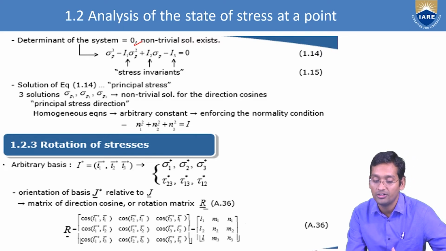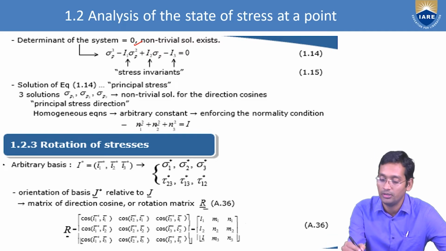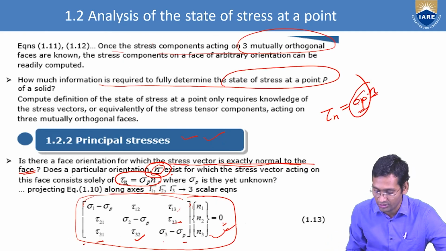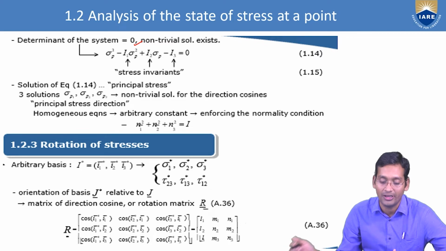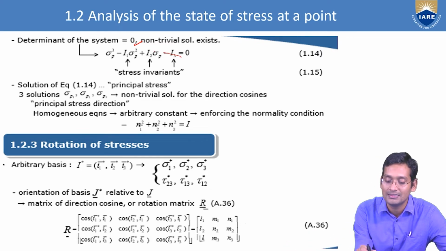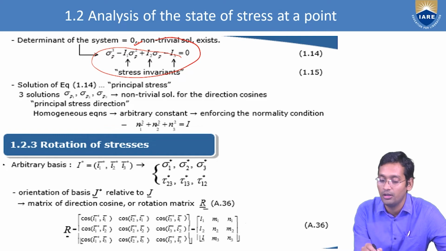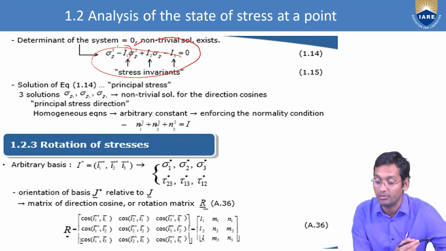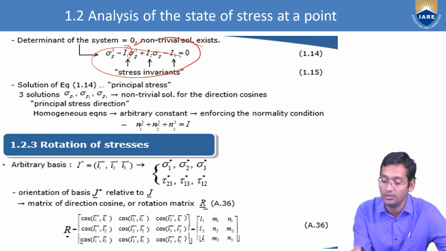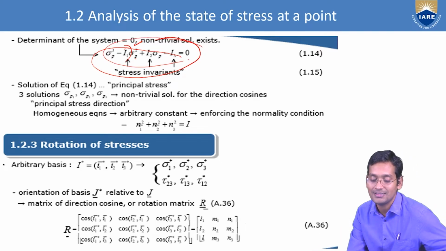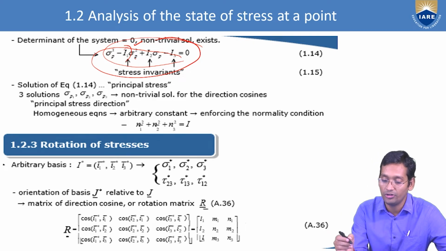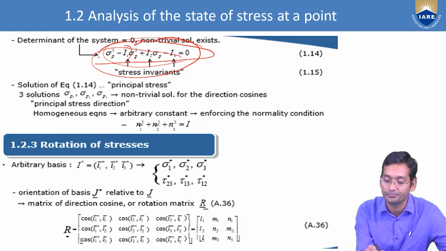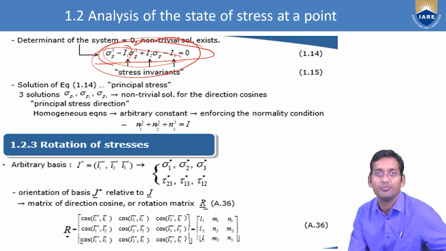Now the determinant of the system must be equal to 0. Then what happened? We'll get a non-trivial solution. Yeah, right? So once we are equating the determinant to 0, if the determinant is 0 it means they must have a non-trivial solution. And with that only we will get what? The stress invariants, that is sigma cubed minus I1 sigma squared plus I2 sigma minus I3, okay, and that is called the stress invariant. So what we are getting here is only the principal stress.